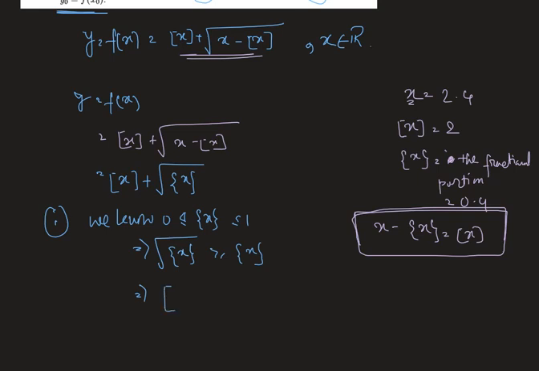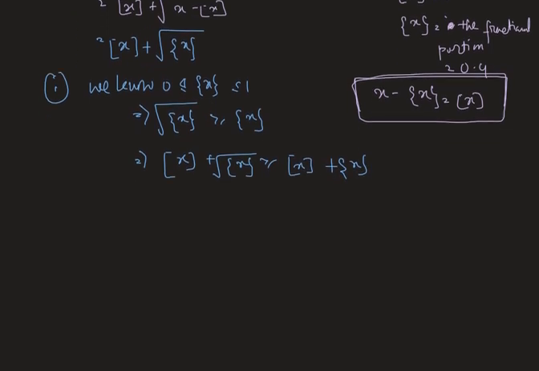Therefore we can write that if we add box of x on both sides of this inequality, we get box of x plus the fractional portion. Therefore we can say that f of x is greater than or equal to small x, and the equality holds when x takes integral values.